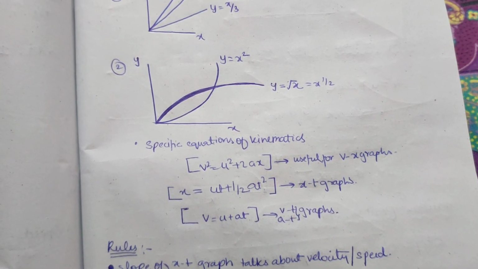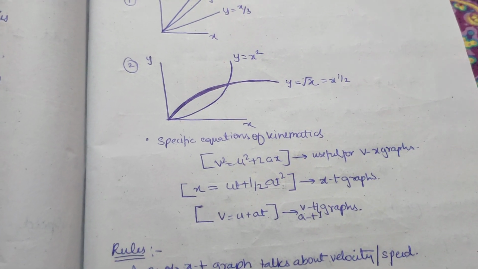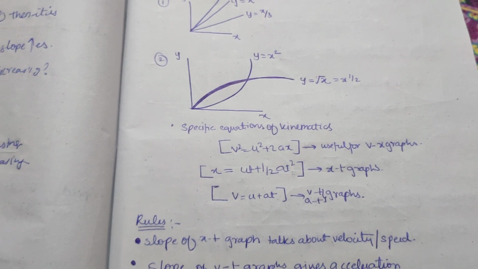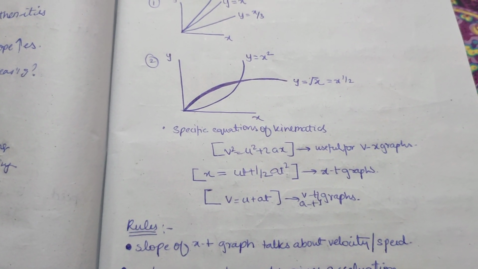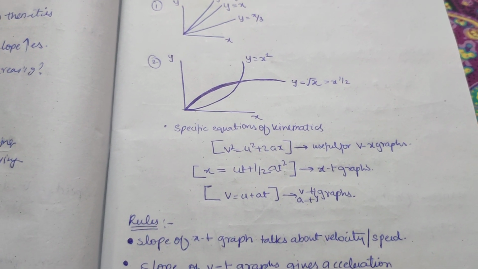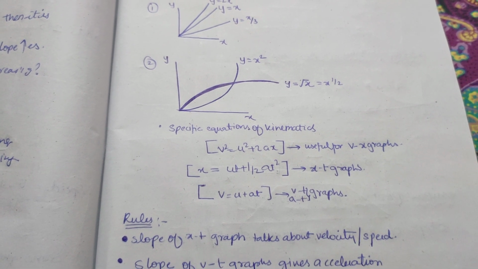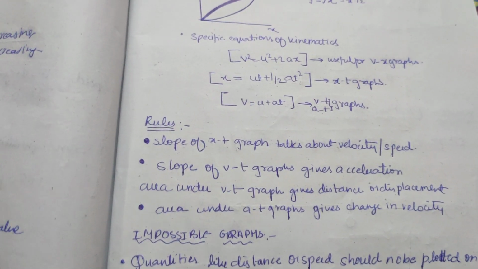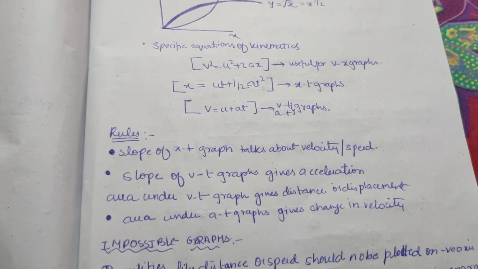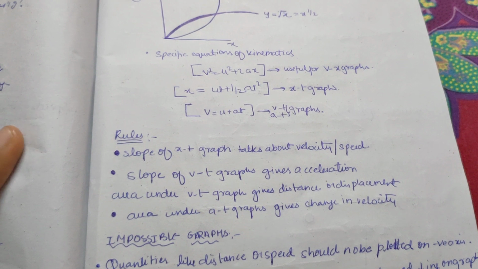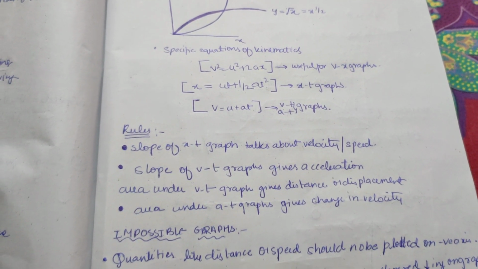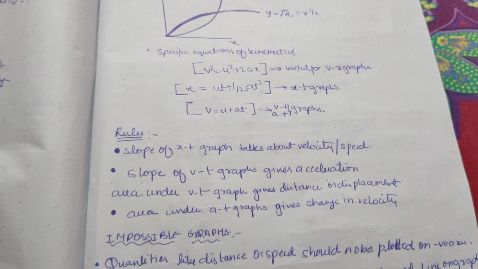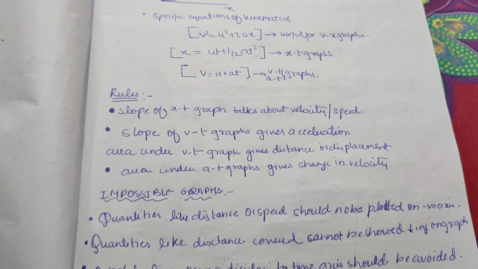Specific equations of kinematics. Here v square equal to u square plus 2ax is used for vx graphs, whereas x equal to ut plus half at square is used for xt graphs. v equal to u plus at is used for velocity-time and acceleration-time graphs. Now rules. The slope of an xt graph talks about velocity or speed. The slope of vt graphs gives acceleration. The area under vt graphs gives the distance or displacement. The area under at graphs gives the change in velocity.